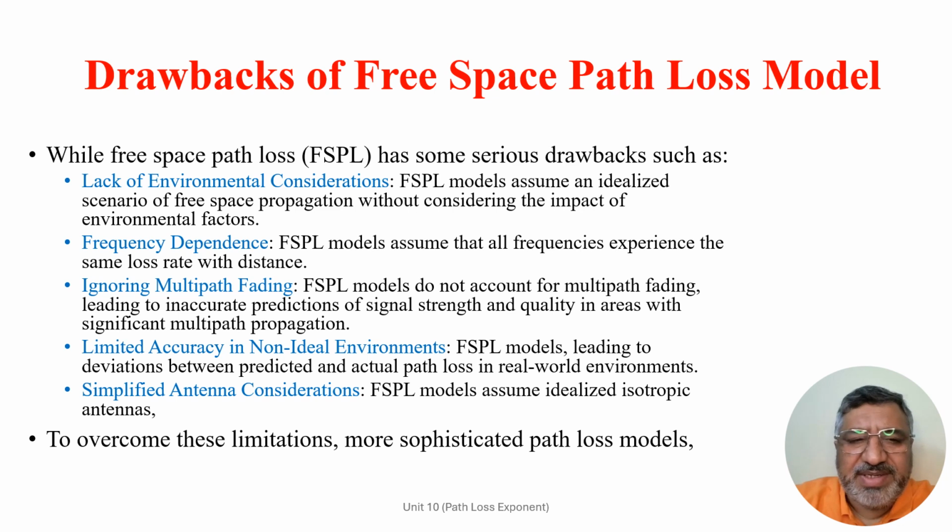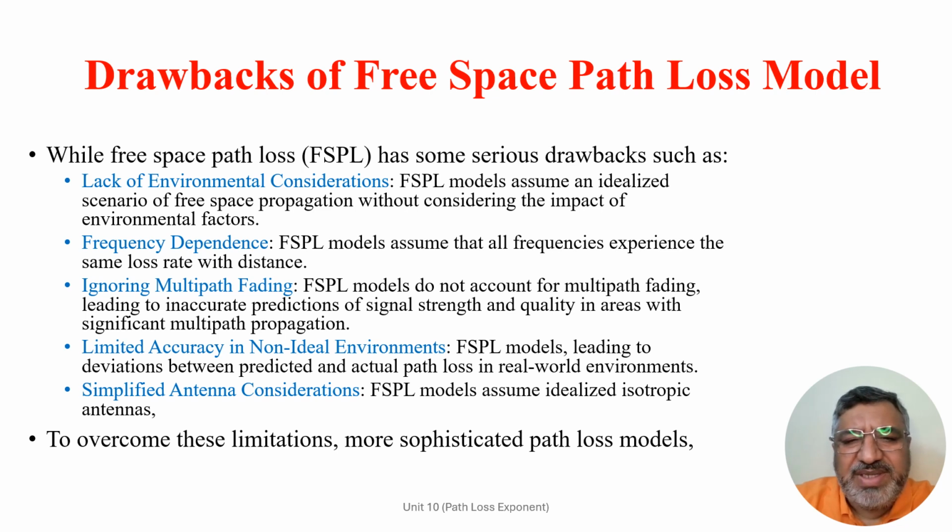real world environments. Another important drawback is the simplified antenna assumption, because free space path loss model assumes idealized isotropic antennas, which radiate power uniformly in all directions. However, in the real world, antennas have a specific radiation pattern and gain, which can affect the received power and path loss. So, free space path loss model does not account for the practical characteristics of antennas, leading to discrepancies in predicted path loss values.